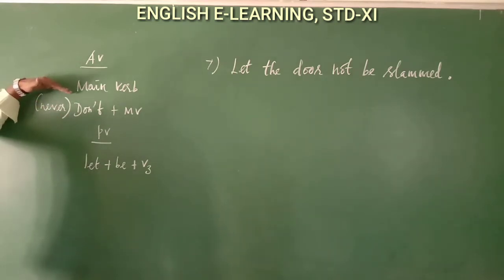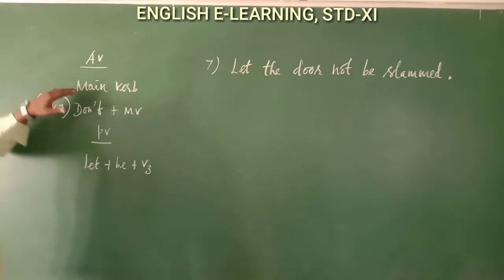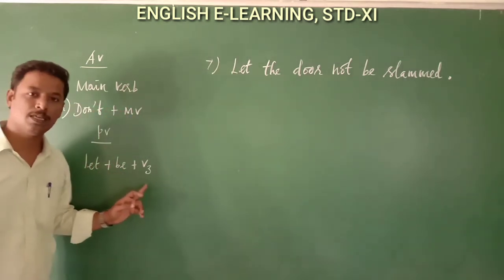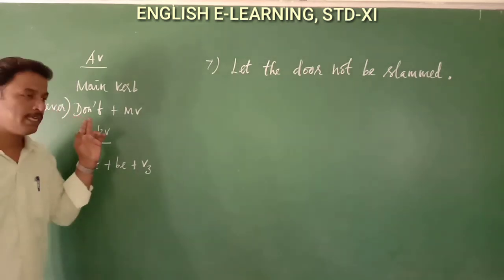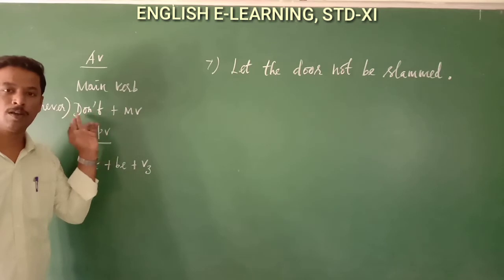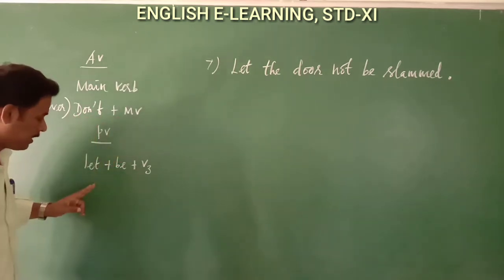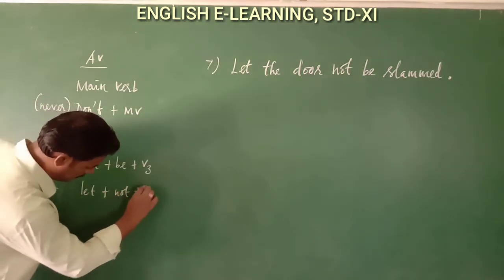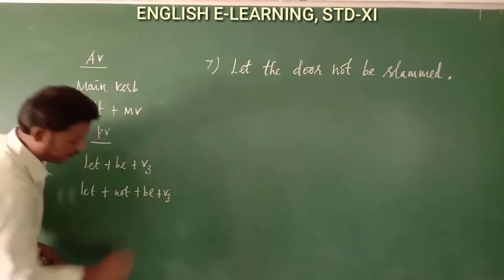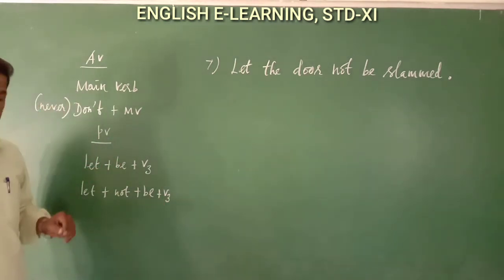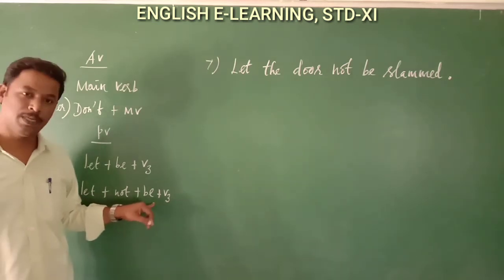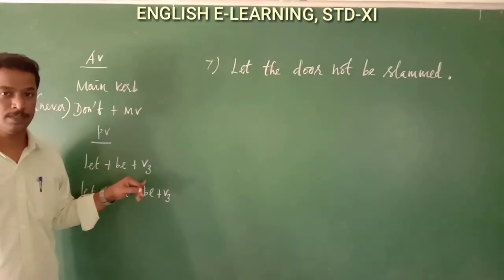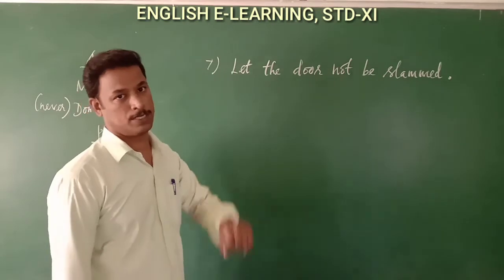If we have the positive command, that is, if the sentence begins with a main verb, the passive construction must be let plus be plus verb 3. Otherwise, if we have the negative command, never plus main verb or don't plus main verb, the passive construction must be let plus not plus be plus verb 3. The negative command takes the pattern let plus not plus be plus verb 3, whereas the positive command takes let plus be plus verb 3. Right? Okay.